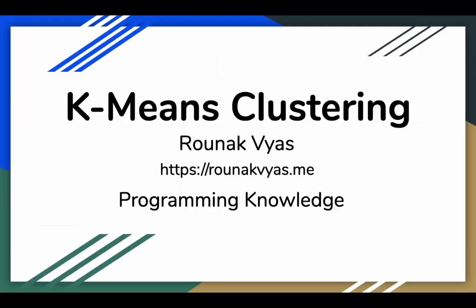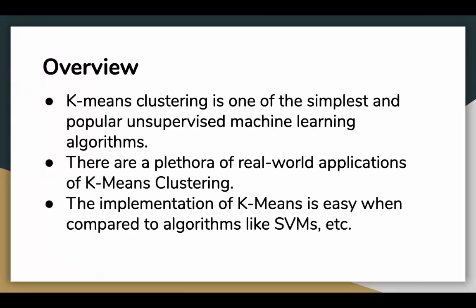In this machine learning playlist, until now, we have only talked about supervised learning algorithms, where we knew what the output or the target variable was. In this video, we'll explore an unsupervised learning algorithm called k-means clustering. K-means clustering is one of the simplest and most popular unsupervised algorithms, and there are a plethora of real-world applications of k-means clustering, which we will talk about in this video. In the next video, we will see the implementation of k-means and how easy it is when compared to algorithms like SVMs and so on.